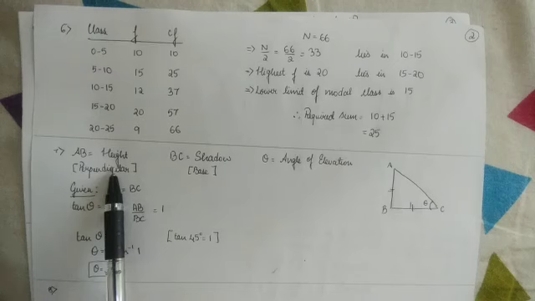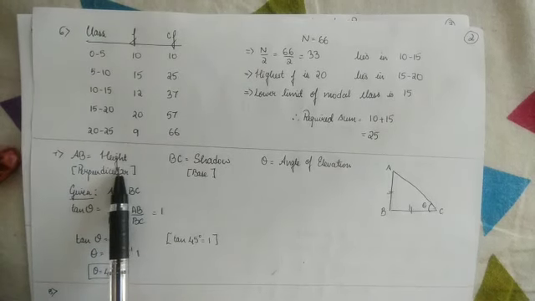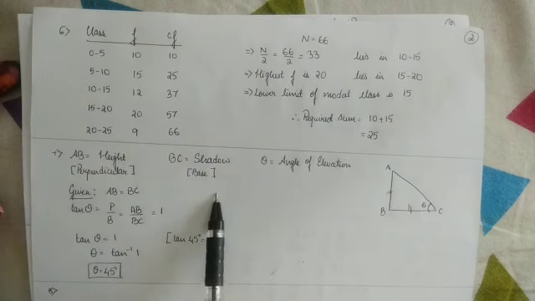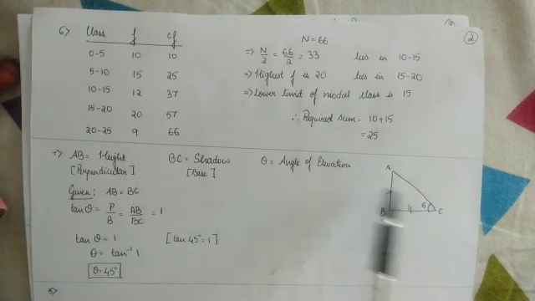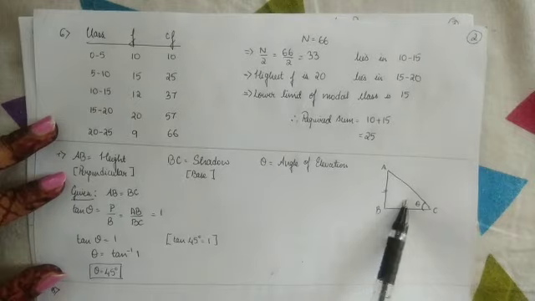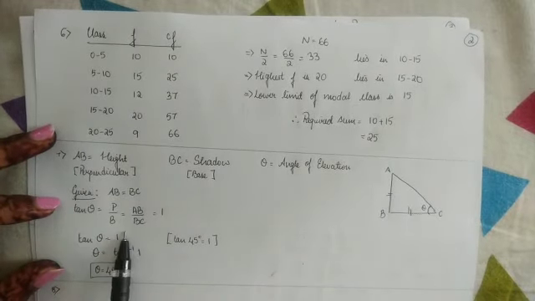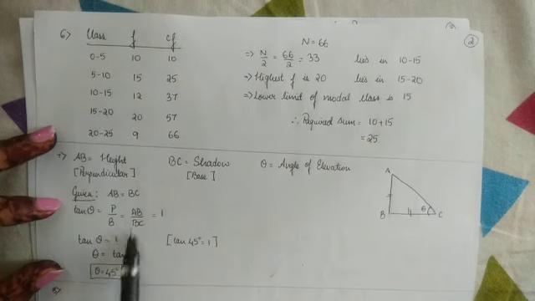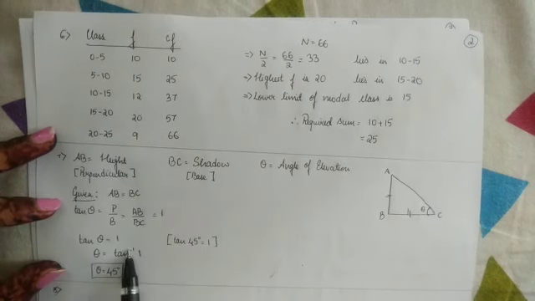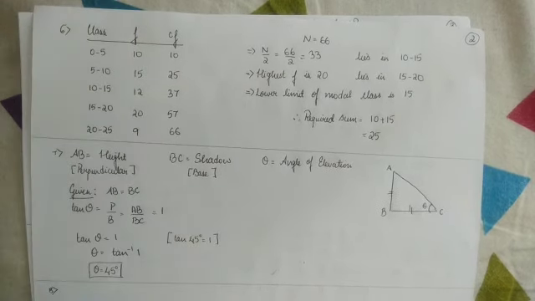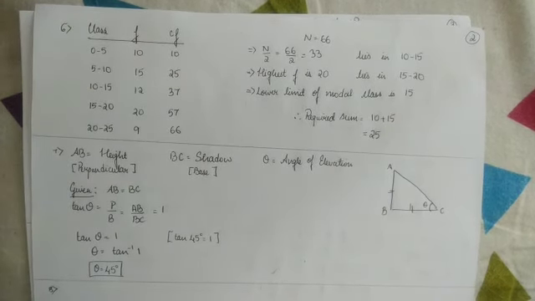Next, the seventh question. AB is equal to A height. So the perpendicular AB is the height, BC is the shadow, that is the base, and theta is the angle of elevation. Solving by drawing a triangle, AB is equal to BC over here. So tan theta is P by B, that is AB by BC, that is equal to 1. So tan theta is equal to 1. Theta would be tan inverse of 1, that is theta equal to 45 degrees.